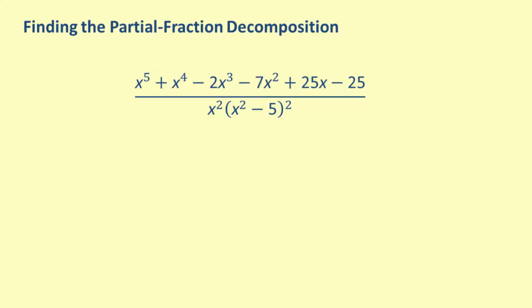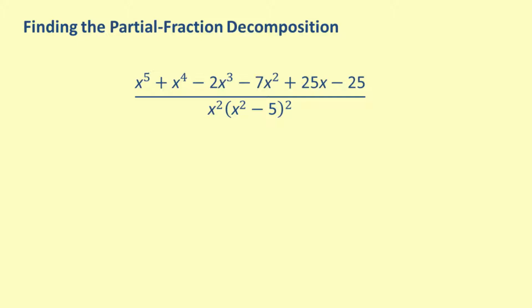This expression has a denominator that comprises repeated linear factors in the form of x times x. Additionally, the denominator also comprises repeated irreducible quadratic factors in the form of the quantity x squared minus 5 times the quantity x squared minus 5. Note that this quadratic factor is irreducible in the sets of integers and rational numbers. Thus, we need to use case 2 and case 4 to find the partial fraction decomposition.